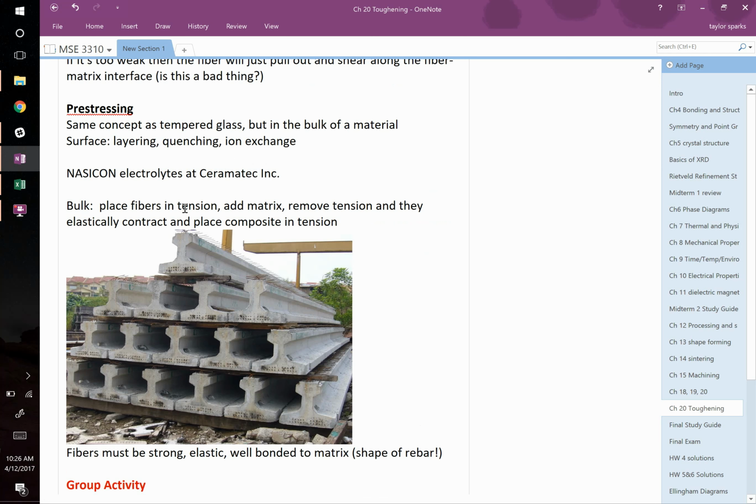Why do we put rebar in it then? Did you stretch it first? Yeah, release it? They do it because they can pre-stress it, right? You can have a mold basically where you're going to cast the cement into, and before you cast the cement into it, you fill in these fibers, right?